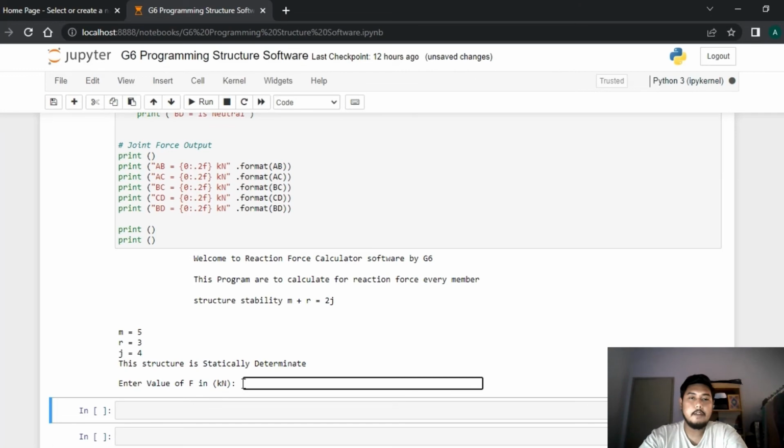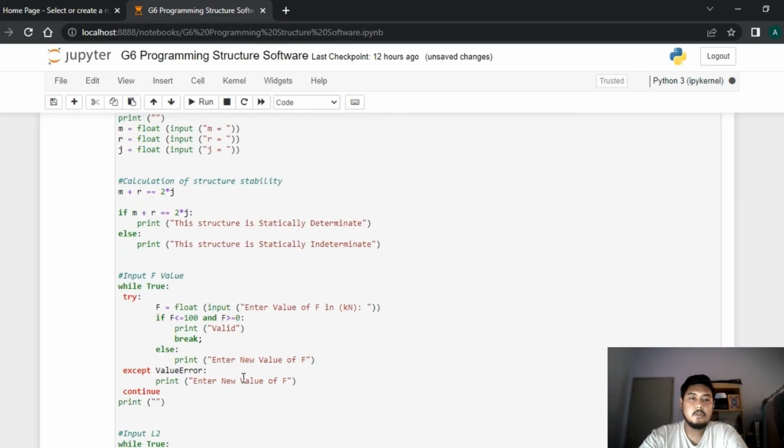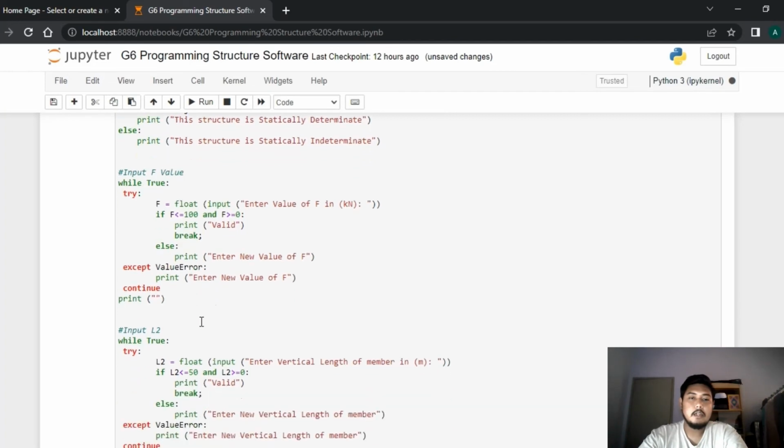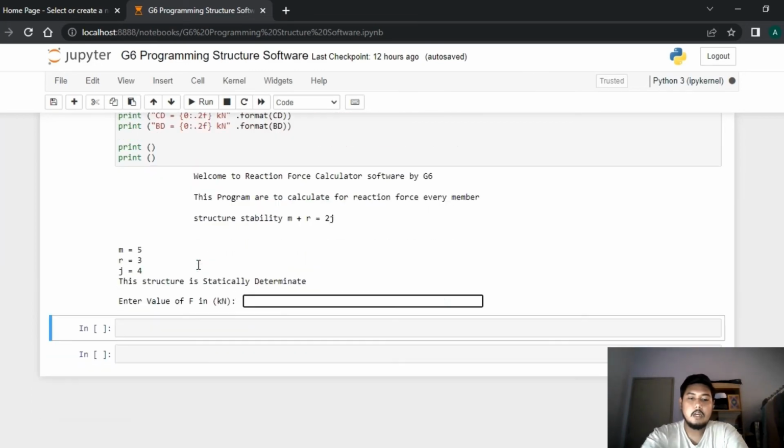For the next one, the software asks about the F value. F is force. For the F value, we must have F below 100. If we type below 100, it will state as valid. Else, if it is over 100, it will ask for a new F value. So we assume the F value is 50 kN. We have to put the value in kilonewton.